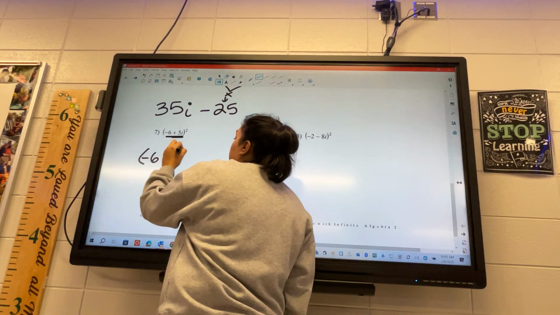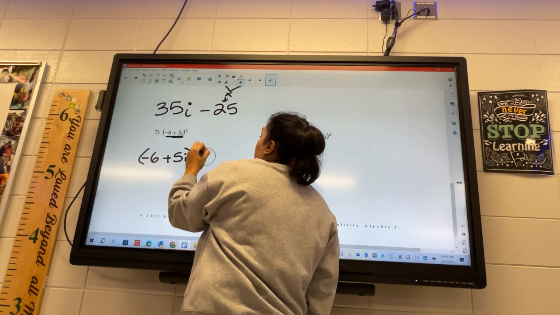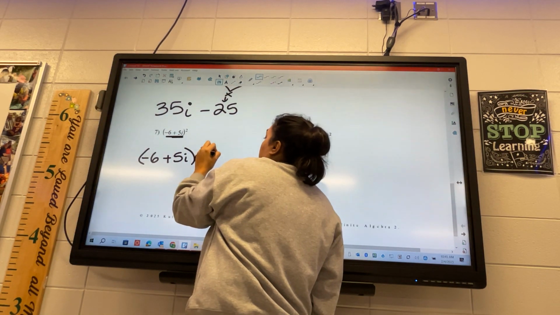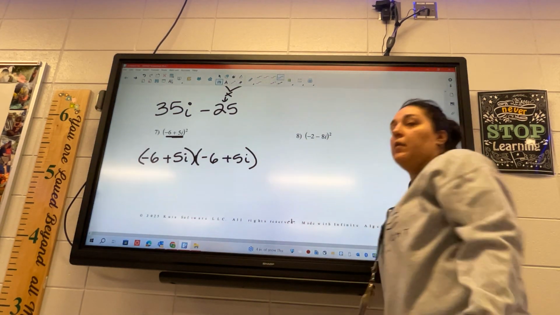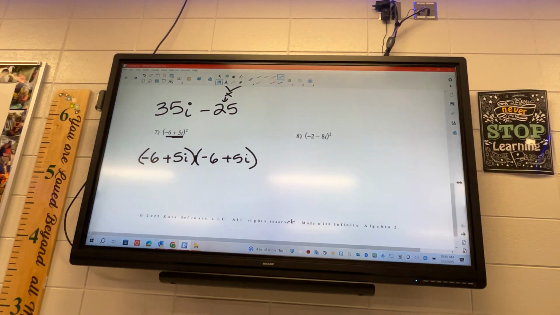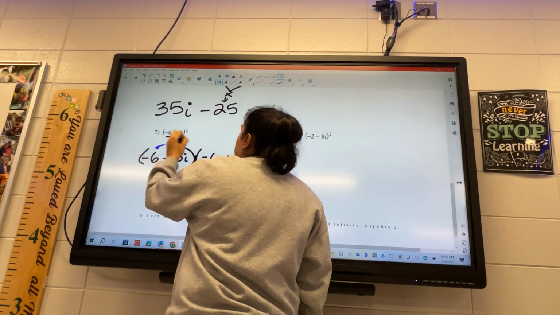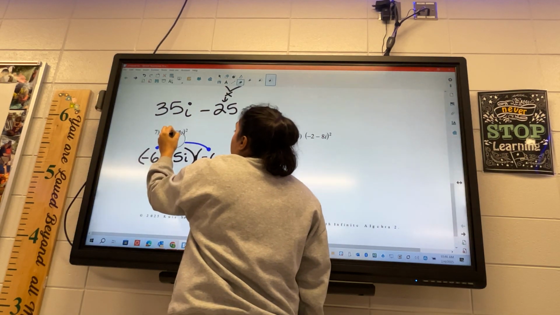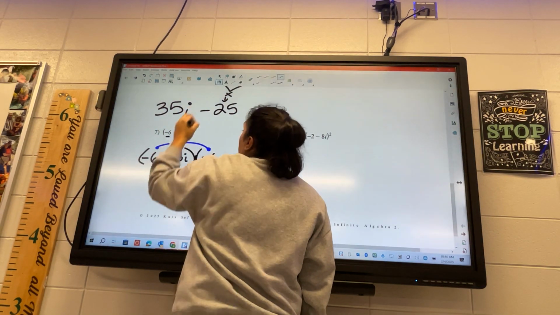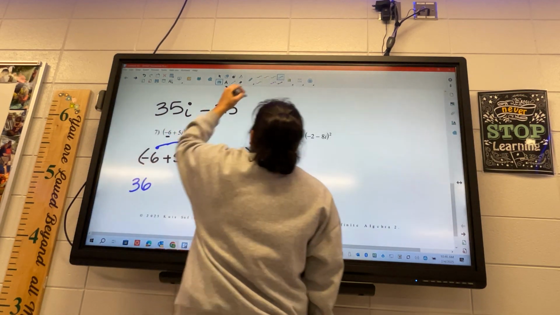So -6 plus 5i, -6 plus 5i. Okay, if you need it, this would be a good time to write instructions. So you're going to do these ones first. -6 times -6. I'm going to write a little 1 right here, because I have to do that first. Okay, this one is going to go first, so it's going to be positive 36.